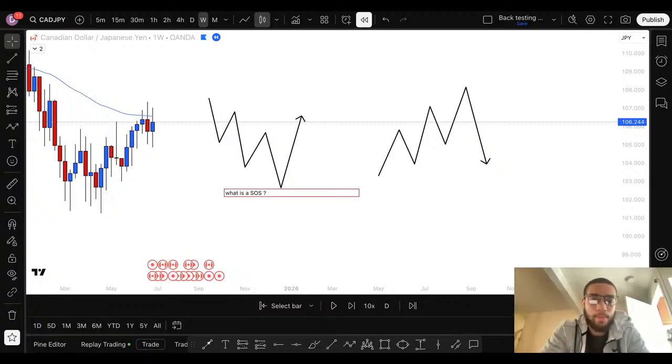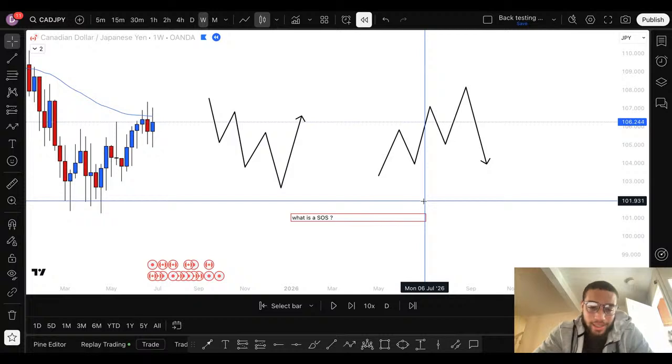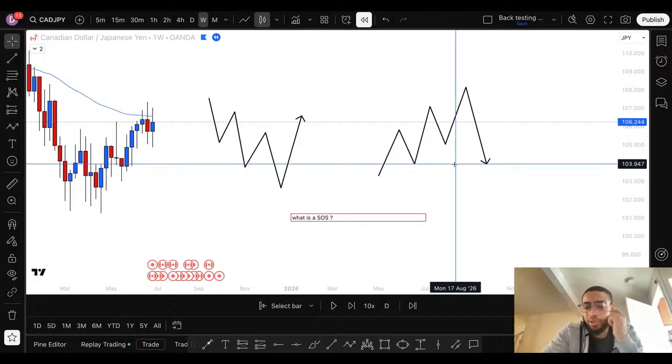Right, back to it. What is a shift of structure? It's an indication that there's a change in the trend. So when it happens in a downtrend and we see a shift of structure, that's an indication that the market is going to start creating higher highs and higher lows. And when it happens in a bullish trend, it's an indication that the market is going to start creating lower lows and lower highs.